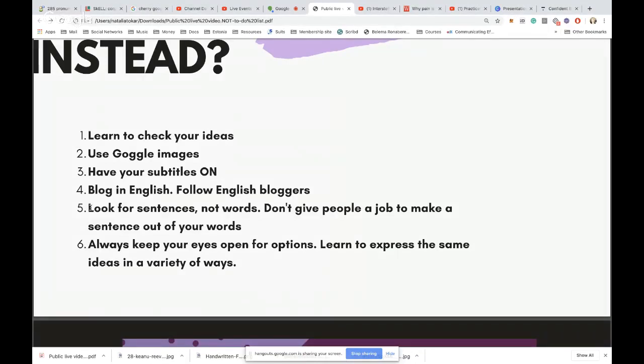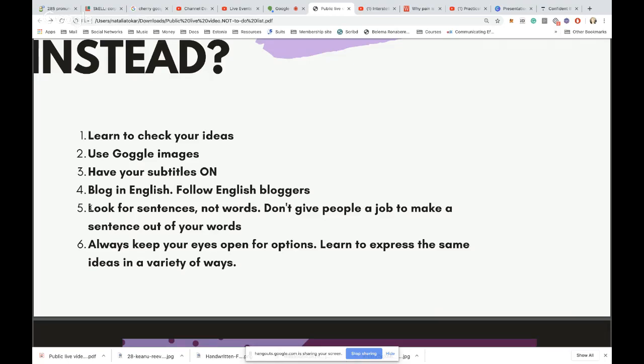When you express yourself poorly, when your word order is not right, when your sentence structure is not correct, when you're saying a bunch of words, you're giving other people a job to make a sentence out of your words. People don't want a job. People want to understand you the first time you say something. People want to feel easy around you, and it's your job to make it easy for them. It's your job to make sure they don't struggle understanding you.